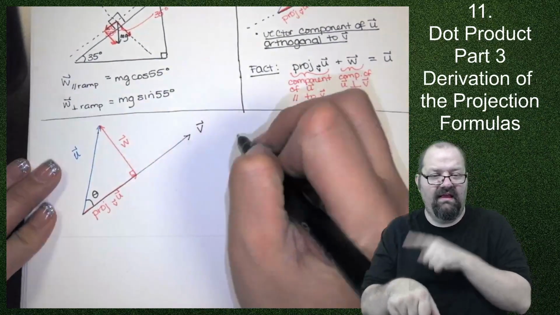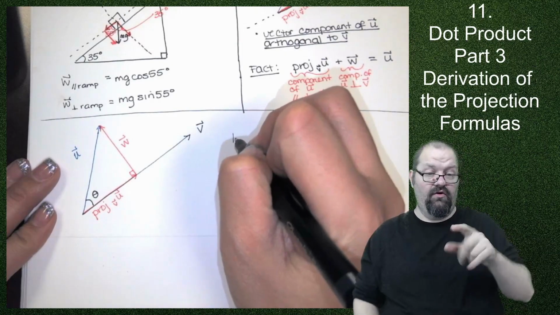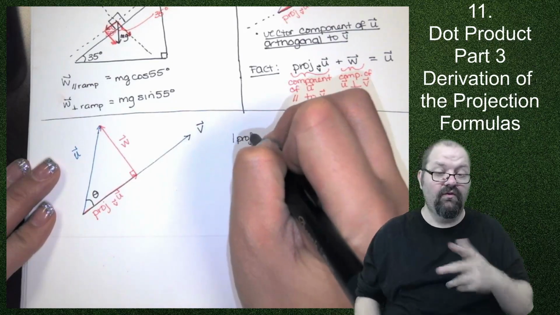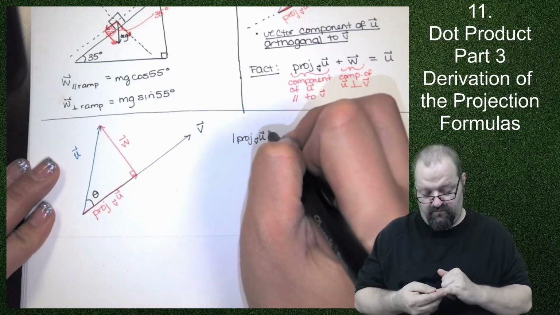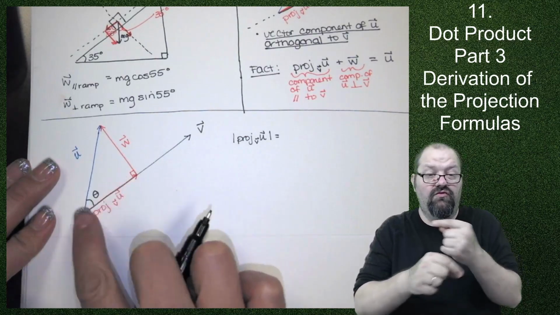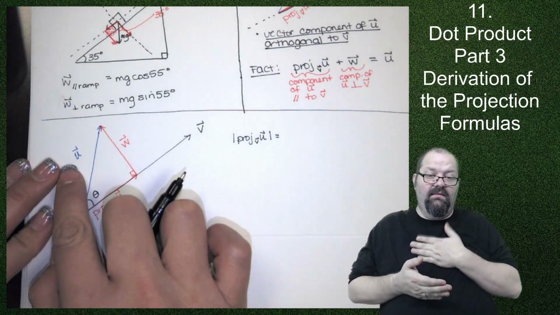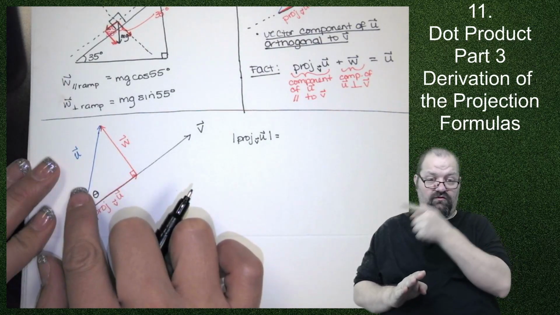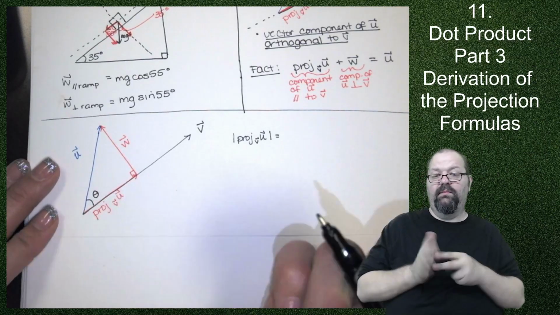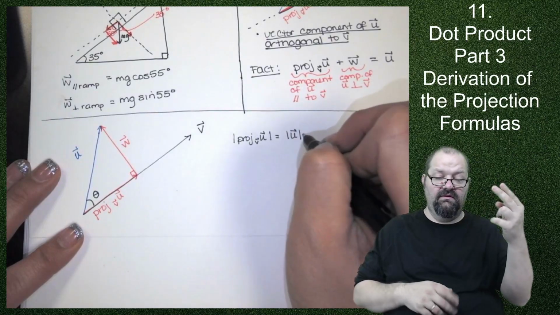So using this picture, it's pretty easy to see what the length of this projection would have to be. So the length of the projection, or the magnitude of the projection of u onto v, just using trig, well, that's on the adjacent side of my triangle. I've got the hypotenuse here. Cosine is adjacent over hypotenuse. So adjacent is hypotenuse times cosine of theta.